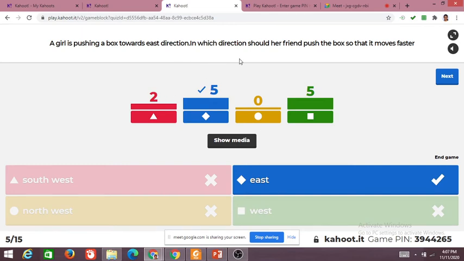See, in which direction should her friend push the box so that the box moves faster? To move the box faster, you need to have more force. You just saw that forces in the same direction add up. So if you give force in the west direction, the net force will be decreased. The net force will be the difference between the two forces, and hence the box will be slowed down, correct? That is why the box should be pushed towards the same direction, east. Okay. Now, let us move to the next question.